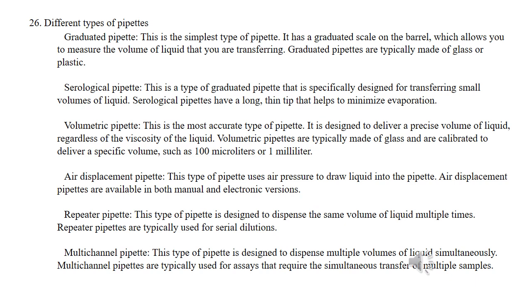1 milliliter. Air displacement pipette. This type of pipette uses air pressure to draw liquid into the pipette. Air displacement pipettes are available in both manual and electronic versions. Repeater pipette. This type of pipette is designed to dispense the same volume of liquid multiple times. Repeater pipettes are typically used for serial dilutions. Multi-channel pipette. This type of pipette is designed to dispense multiple volumes of liquid simultaneously. Multi-channel pipettes are typically used for assays that require the simultaneous transfer of multiple samples.